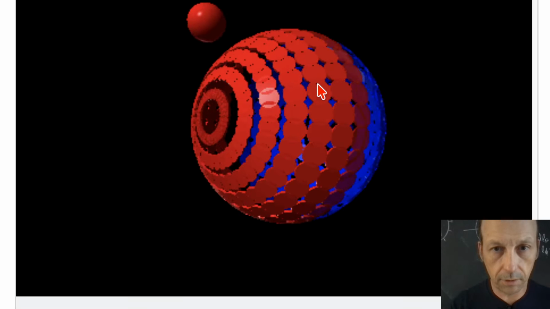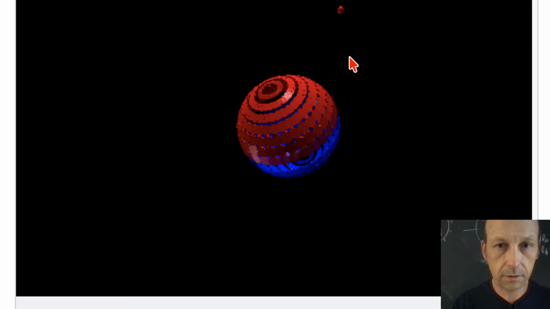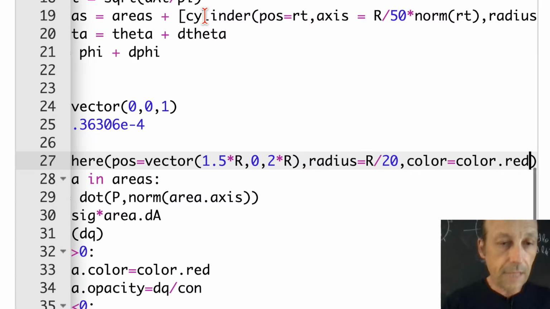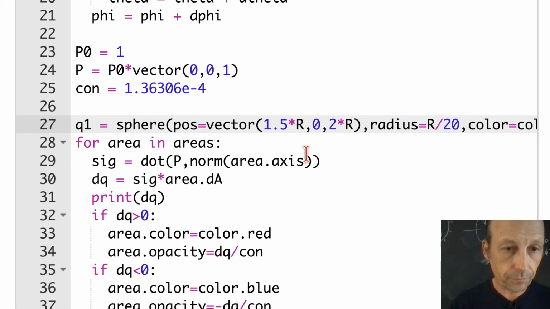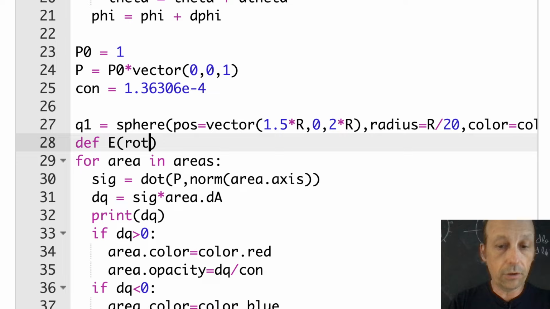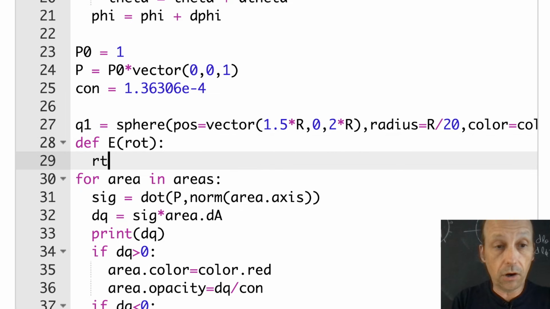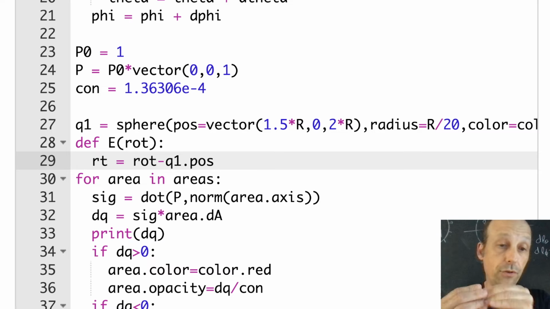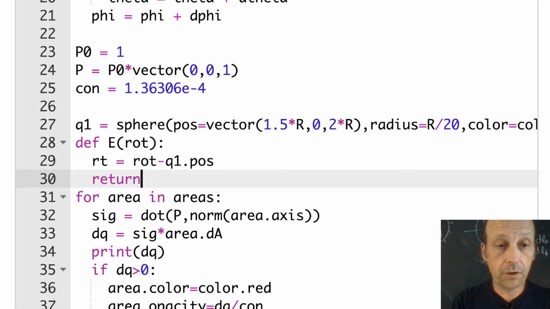Where'd it go? There it is. It's just a bad location. It's right there. That's fine. Now I'm going to define a function that calculates the electric field. Def E of r_obs. So I only have one point charge I need to calculate the electric field for. So I'm going to say rt is the observation location minus Q1.pos, right? Because I'm talking about the electric field due to that positive charge. And then I can just return k times Q0 times norm rt divided by mag rt squared.